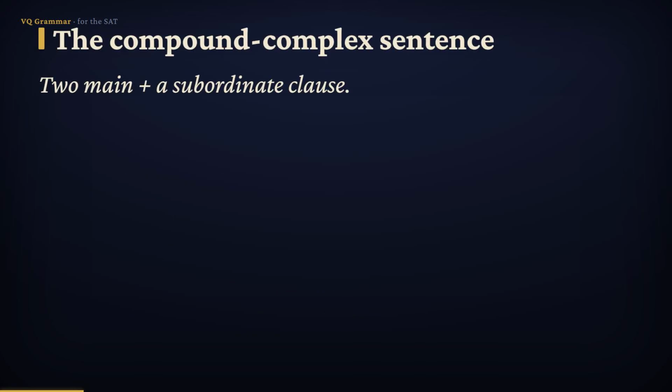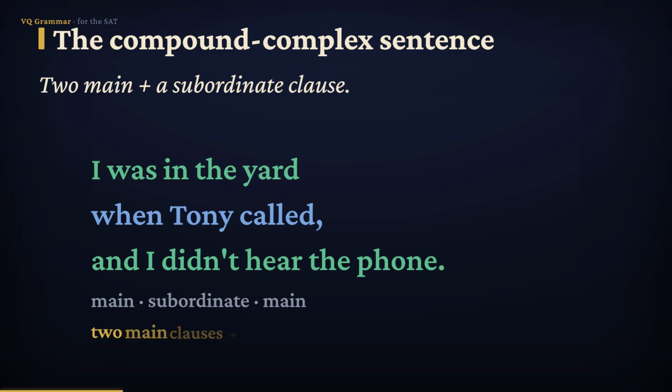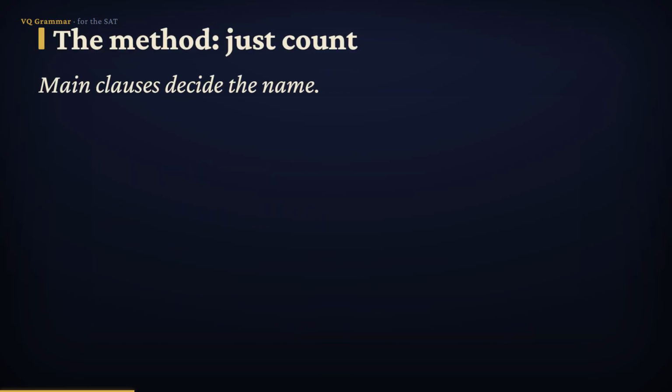Add even more and you get a compound complex sentence. Two or more main clauses plus at least one subordinate clause. I was in the yard when Tony called, and I didn't hear the phone. I was in the yard is a main clause. When Tony called is subordinate, and I didn't hear the phone is a second main clause. Two main clauses plus a subordinate clause. That's compound complex.